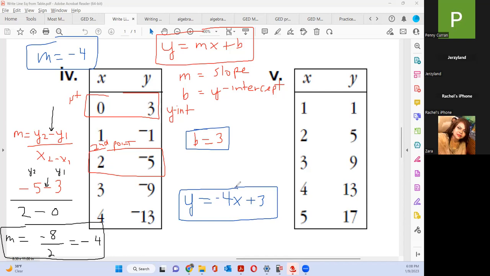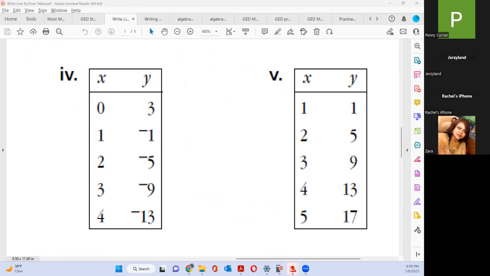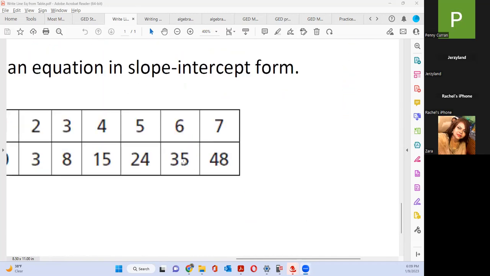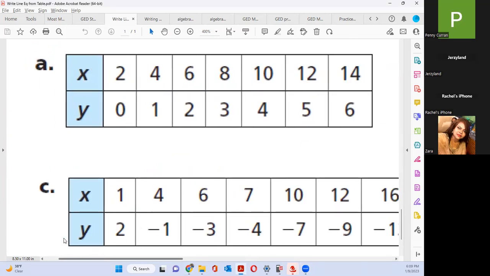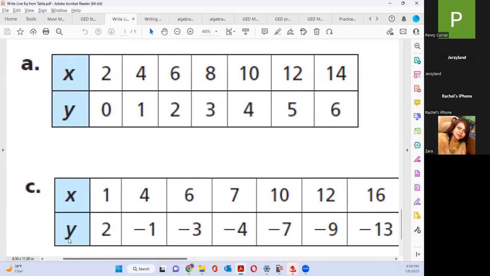Okay, so that's how you find the equation of a line given 2 points. Let me ask you a question though. The problem is on the GED, they might not give you a point where x is 0. They're not going to be this easy, but let's look at number 5. So y equals -4x plus 3 was number 4. Let's look at number 5. Let's do A.